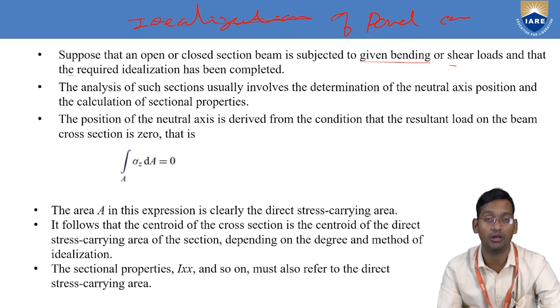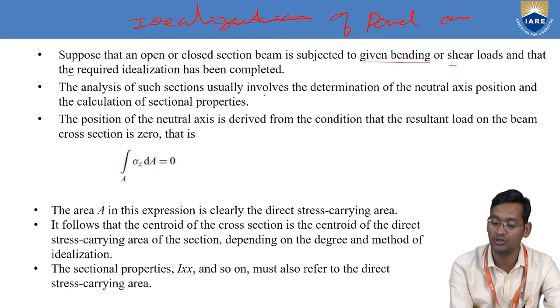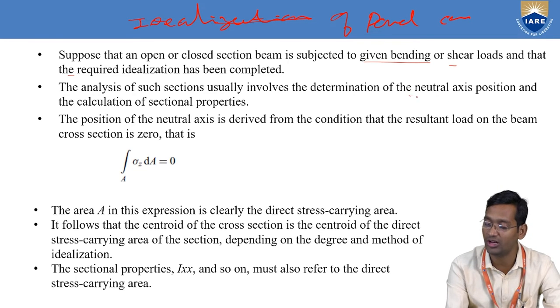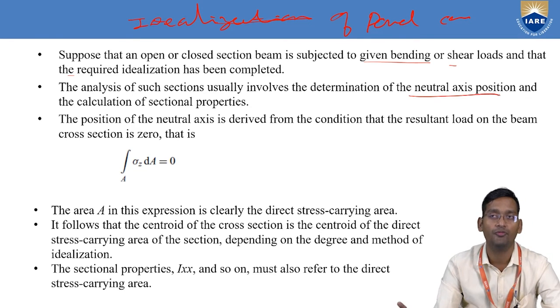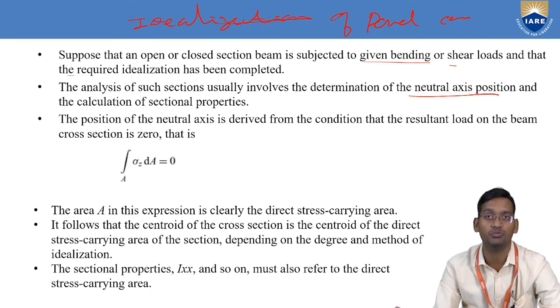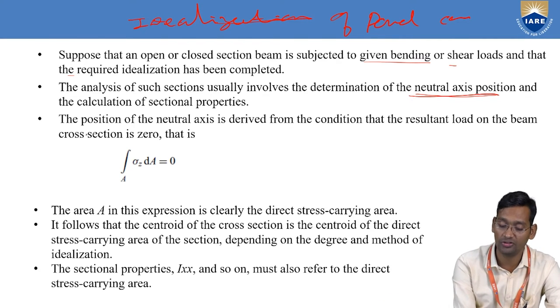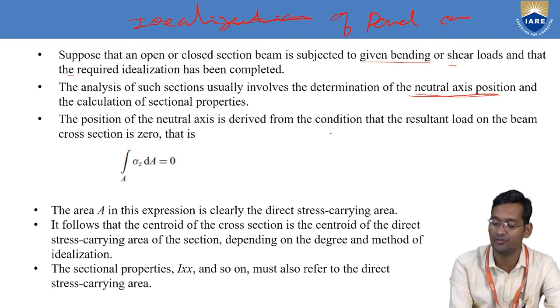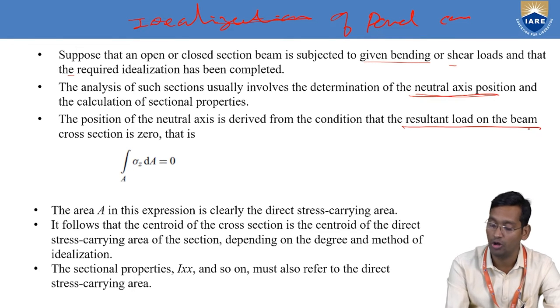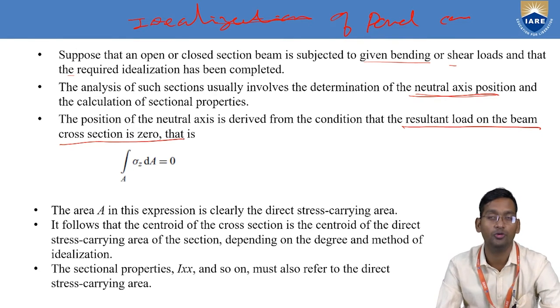Now after idealization, what happens? Just see, the analysis of such a section usually involves the determination of neutral axis position. So that's what we have to do. First, determine the neutral axis position and then calculate the sectional properties. What properties? The position of the neutral axis is derived from the condition that the resultant load on the beam cross section is 0. So where the resultant load on the beam cross section is 0, that will be the neutral axis position.